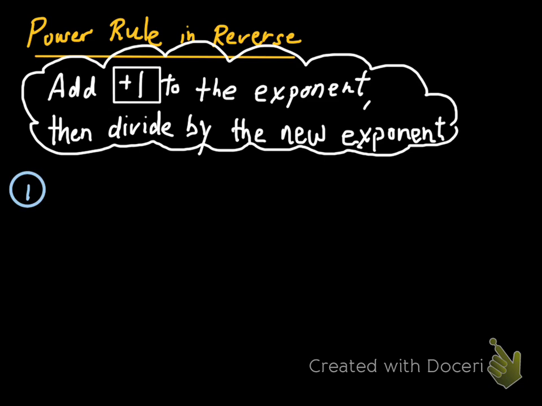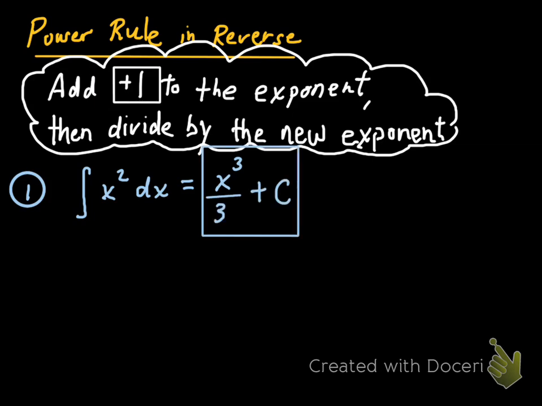Here's problem number 1. See if you can do it. We're looking at the integral of x squared dx. Well, the exponent is 2. Add 1 to the exponent. It's 3. So I'm going to have x cubed. We arrived at that by adding 1 to the exponent. Now divide by the new exponent. My final answer is x cubed over 3 plus c. That c represents a constant.